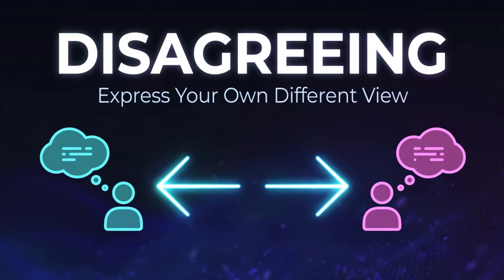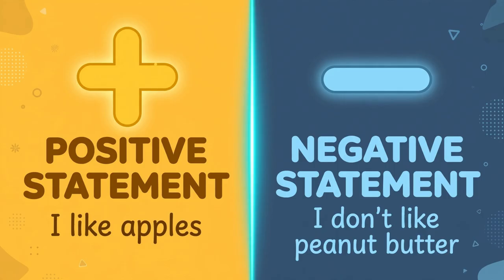For example, your friend says, I think Mitt Romney will win. You say, I think Obama will win. Your friend says, I love pineapple on pizza. You say, I don't like it at all. You're not using too or neither because those are for agreement. You're simply expressing your own different view.